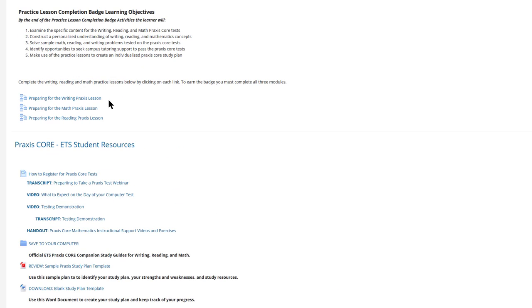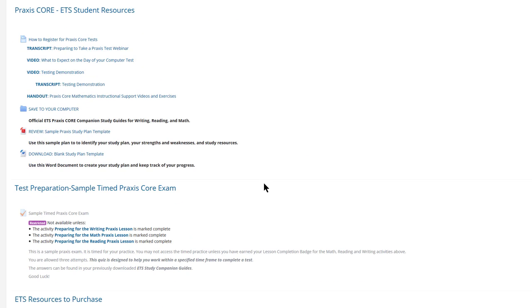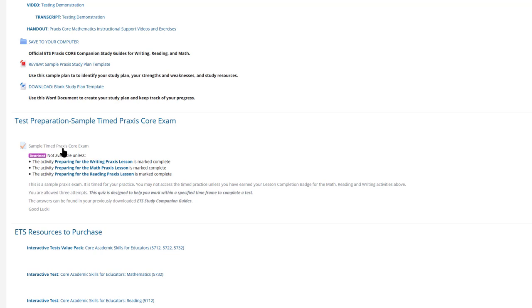Once you complete the badge here, these 3 lessons, you will have access to this sample timed Praxis Core exam. This is a full multiple choice quiz that will give you specific practice on working through problems within a designated time frame. I think it's about 27 problems, and you have 30 minutes to complete it. You're going to want to simulate a testing situation. The test will cut off at 30 minutes.